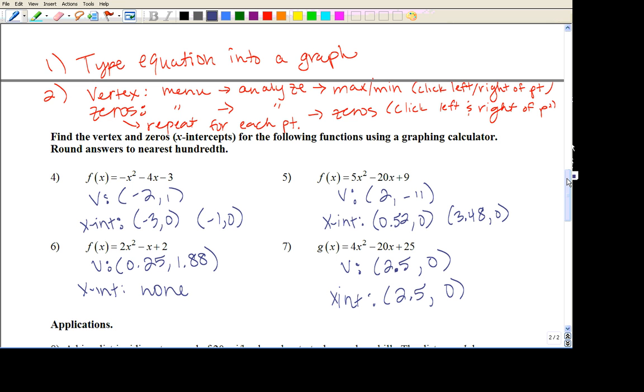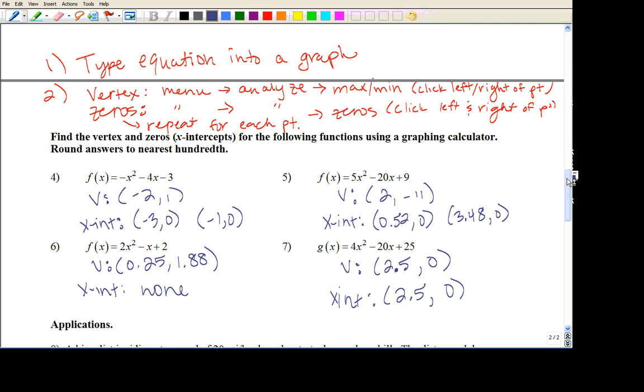So if you're given this equation, first you will type that equation into a graph in your TI-Nspire calculator. To find the vertex, you'll go to Menu, Analyze, Maximum or Minimum, depending on if this graph opens up or down, and then you'll click on the left and the right of that point, the vertex, and then it will give you the ordered pair for that vertex. Very similarly for the zeros, you'll go to Menu, Analyze, Zeros this time, and you'll click on the left and right of each point, and you'd have to do this for each of the zeros.